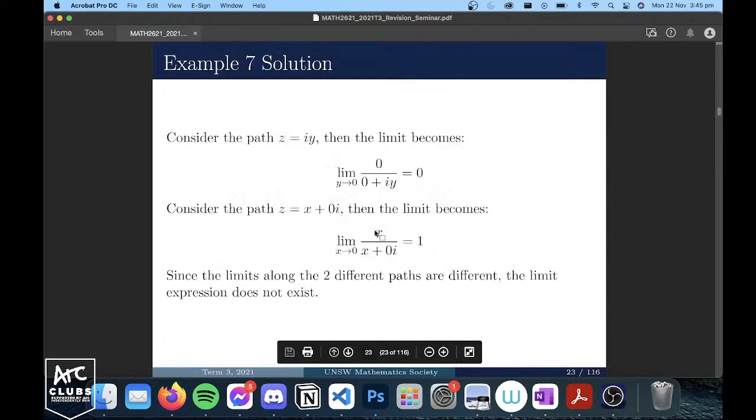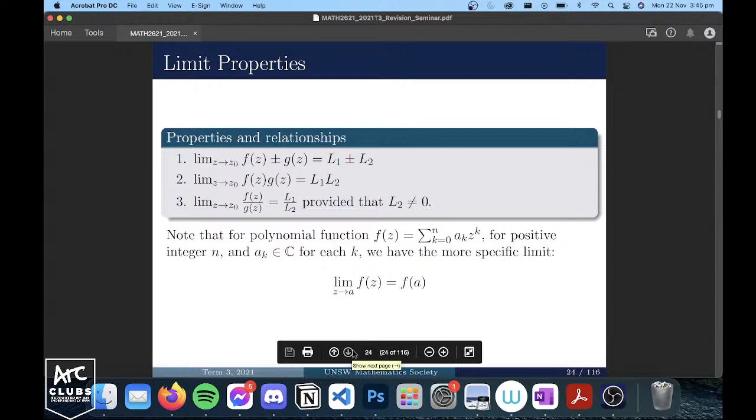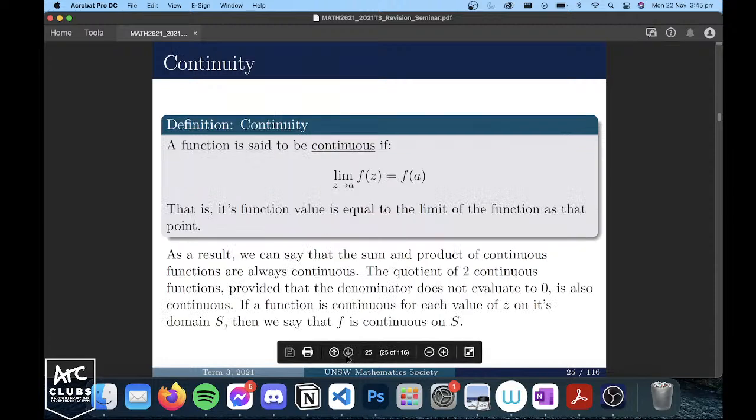Yeah, so those are just the solutions. The same limit properties and relationships still exist: adding and subtracting, multiplying and dividing, right? And so now we come down to the definition of a continuous function, which is basically the same thing. So we have the same proof, same definition, and similar ideas behind the sum and the product, as well as the quotient.